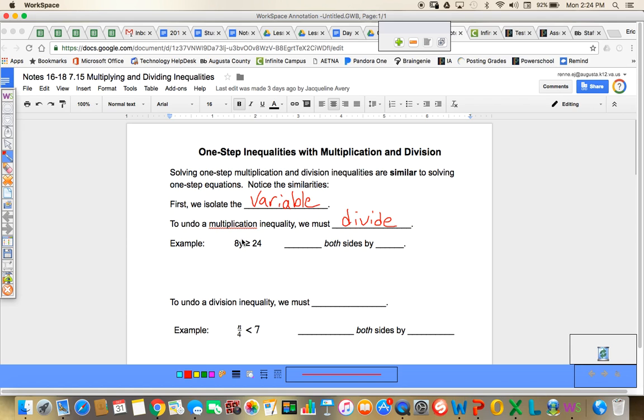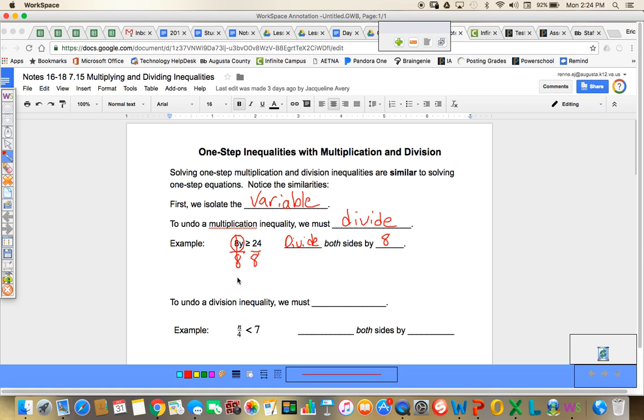Okay, so the first step to solving this, like we did when we did equations, is circle the number and the variable together. We notice this is a multiplication equation, so the opposite of multiplication is division, so we're going to divide both sides by 8. And now I'm going to show my work. So we're going to divide both sides by 8.